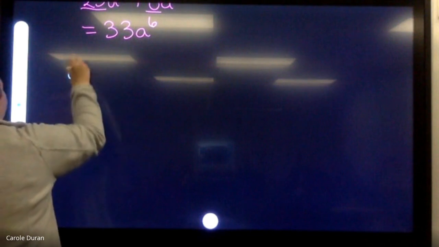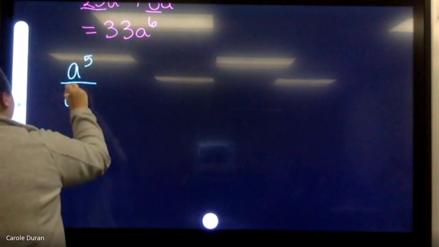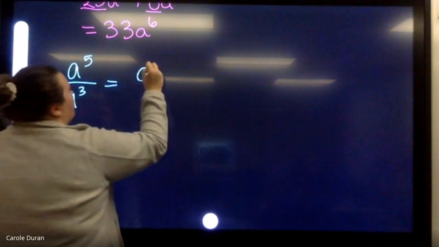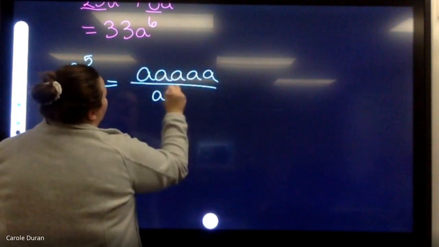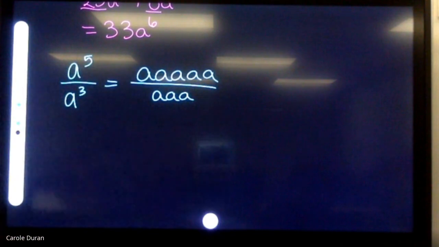Okay, so let's look at some division properties. For instance, if I have a^5 over a^3, let's go ahead and look at what this looks like expanded, and then we'll come up with a rule from there. So this is the same as having 5 a's in my numerator and 3 a's in my denominator. Oh, I remember doing this, and then you cross them out.